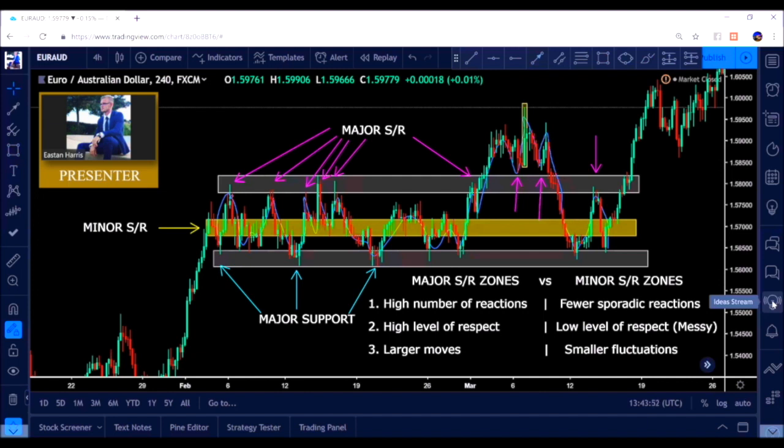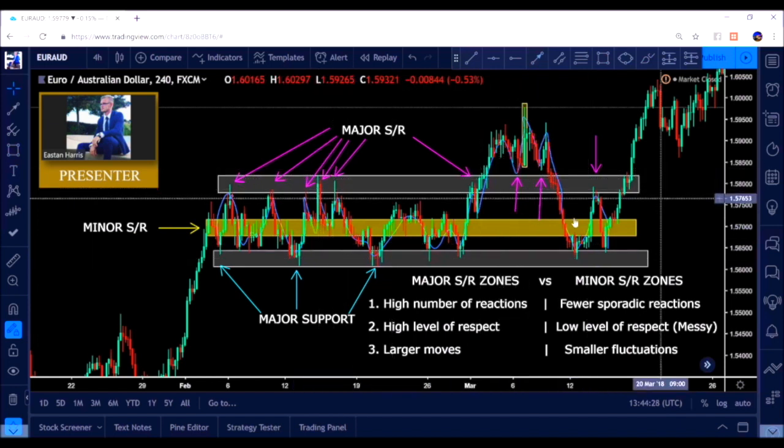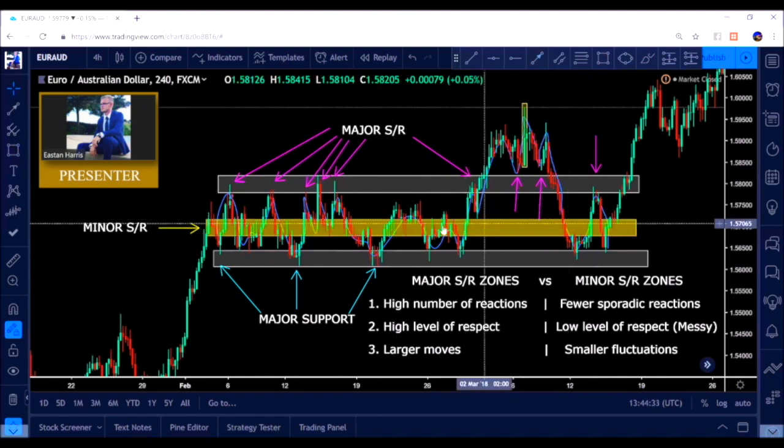Now for the minor support and resistance zones, such as the one in between these two major ones, we have fewer sporadic reactions, low level of respect. You can see that the whole support resistance through here is just very messy, and price whips back and forth repeatedly, playing off of these major zones, completely obliterating this minor zone. And this minor zone also has smaller fluctuations. All the decent sized moves came off of these major support and resistances. All these smaller minute moves were cluttered, and you've got to be careful because these minor support and resistances are the ones that will get you.